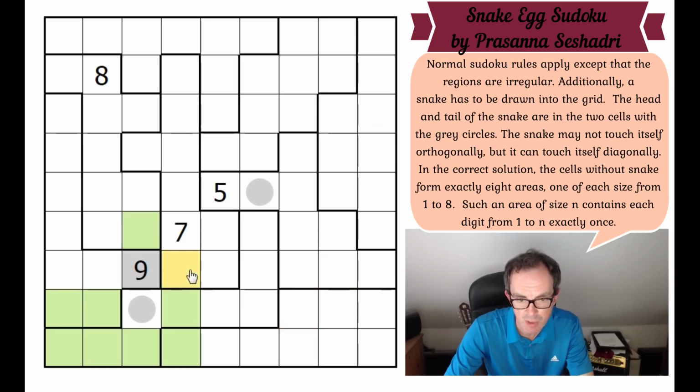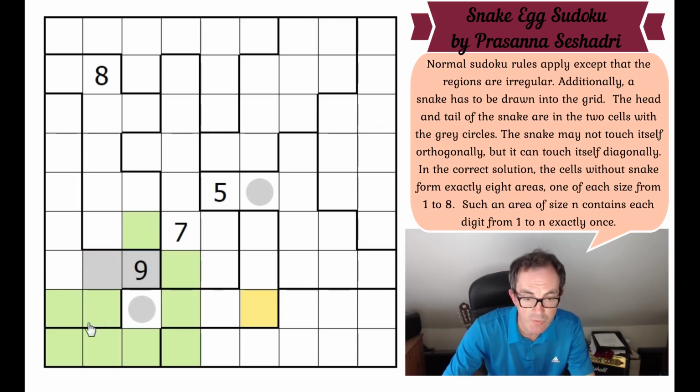Well, it can't turn right. If it turns right, how do we stop these two cells being green? And the answer is we can't. This cell is green because it's touching the snake and we can't have the snake branching. And this cell would make another head or tail of the snake, which is impossible. So that would also turn green. And again, we've got a 9-cell green region. Not allowed. So the snake actually definitely turns left.